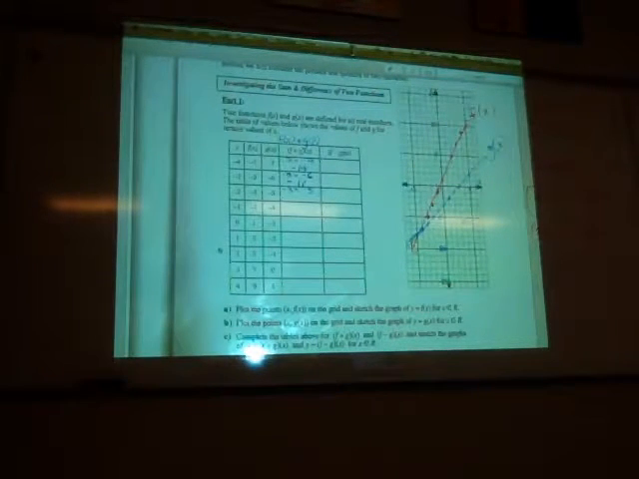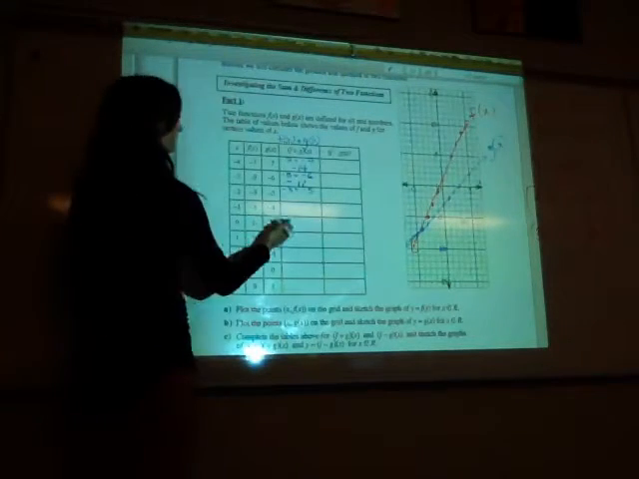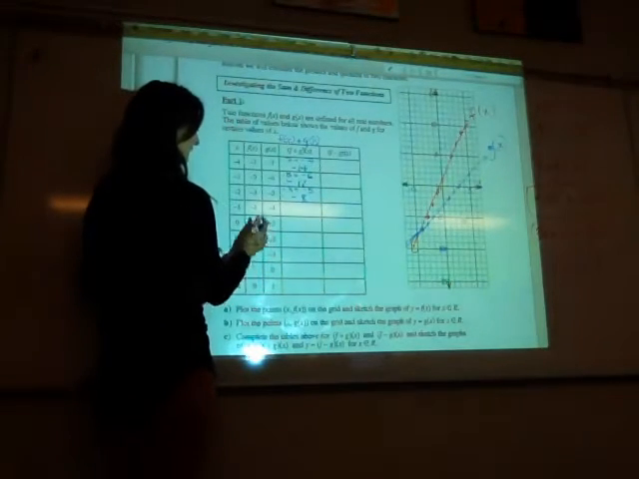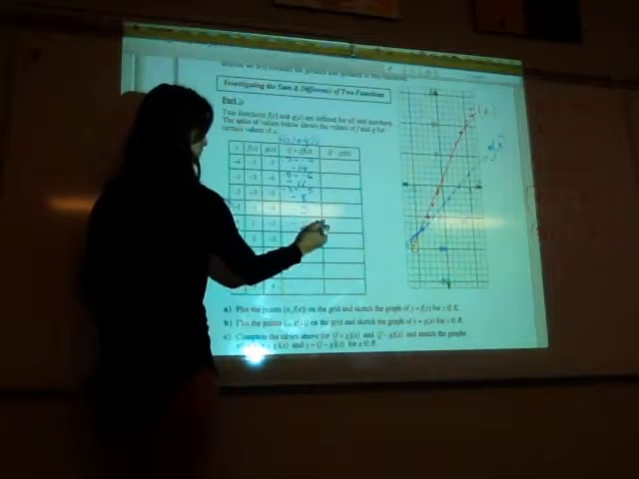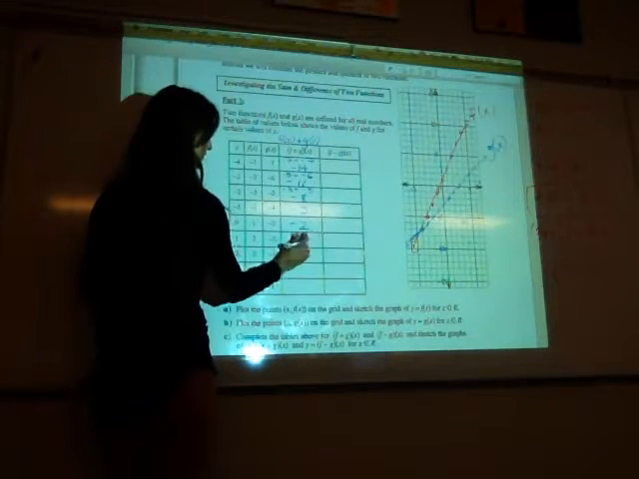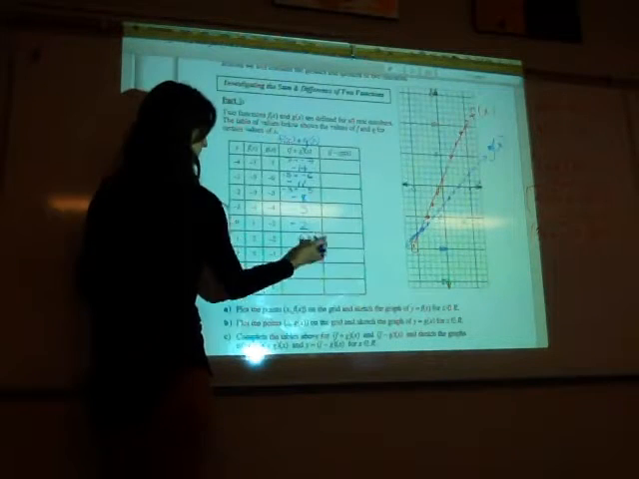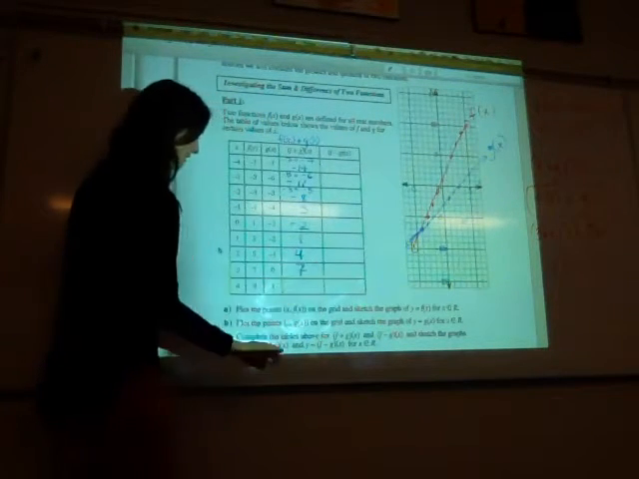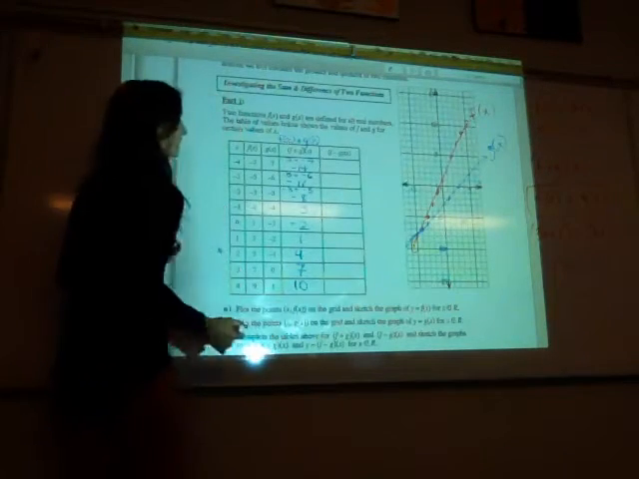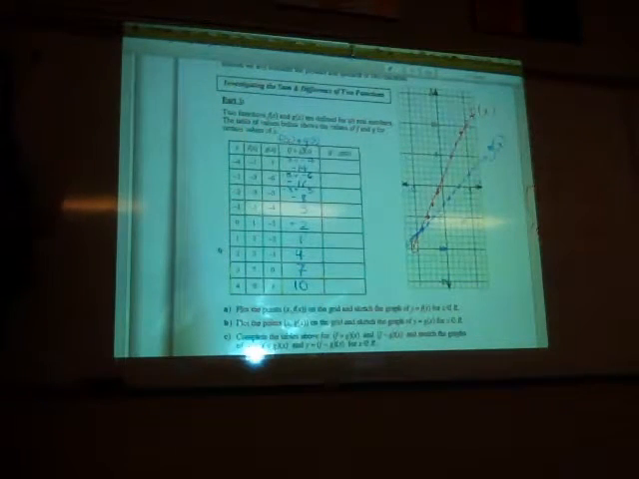Alright. Okay, adding these together, we get -5, -2, +1, +4, +7, and +10. So as you guys can see, it's increasing by 3 each time. So our slope is basically going to be 3.